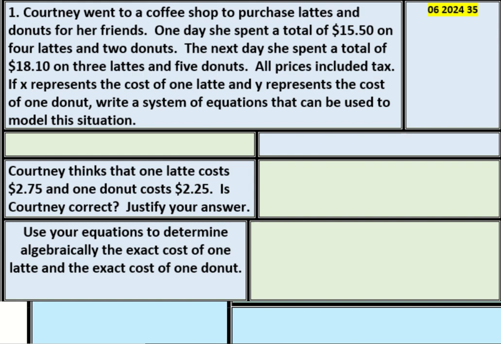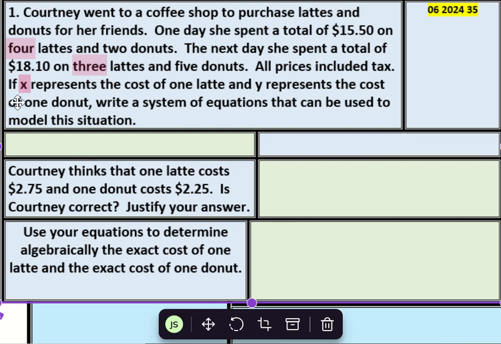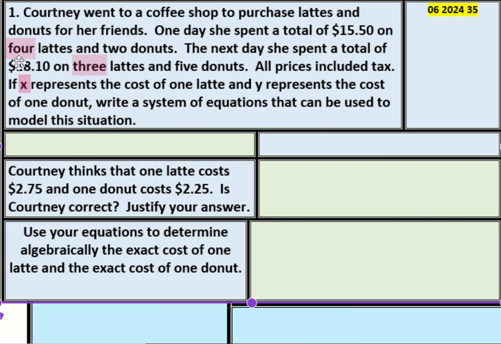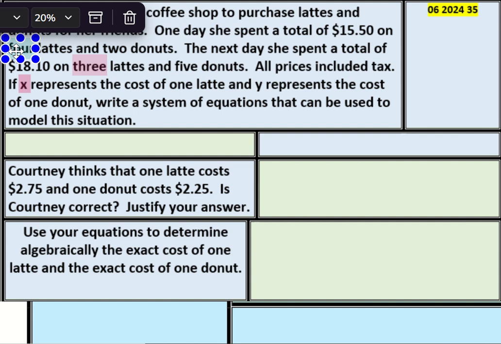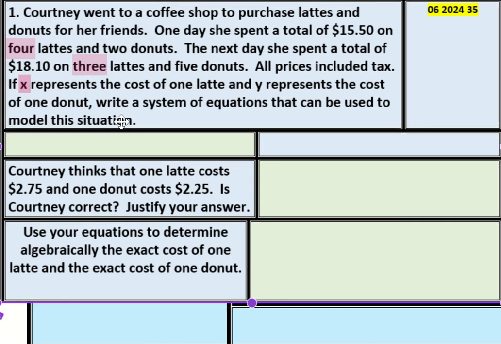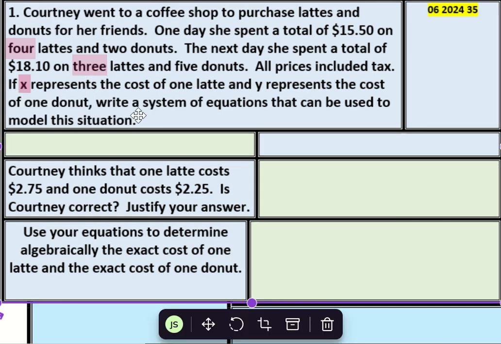So first, let's annotate all our x's. So x represents lattes. So the first time we had 4 lattes, the second time we had 3. Now let's annotate all our y's. So the first day we had 2 donuts. The second day we had 5 donuts, and y represents the number of donuts. So finally, the last thing to do is just look at the money.